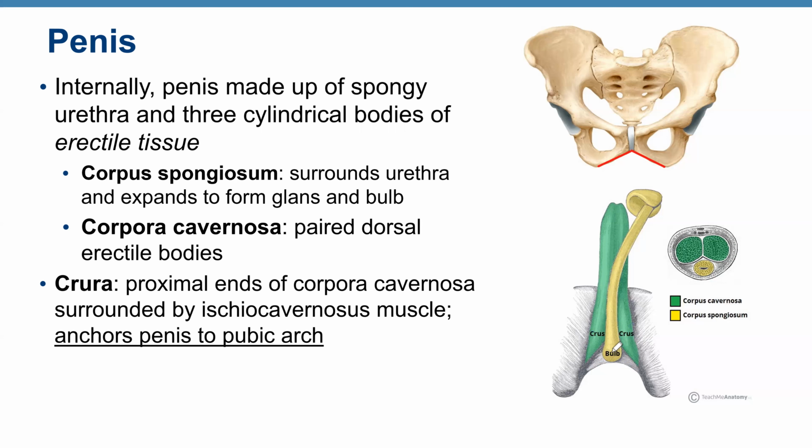So crus is singular. If you have 2 of them, we call it crura. Crura are the proximal ends of the corpora cavernosa, surrounded by the ischiocavernosus muscle, and anchor the penis to the pubic arch. And just to remind you where the pubic arch is, right here. That's a part of your pelvis.